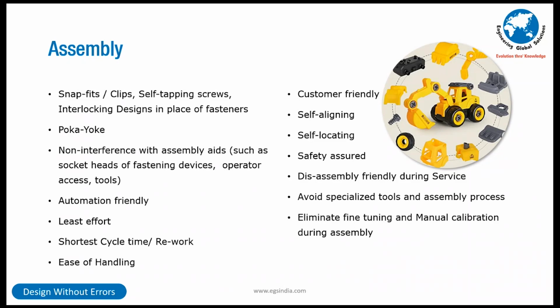Avoid specialized tools in the assembly process. Keep it simple and stupid. KISS. This is enforced across by the Japanese quite a bit. Keep it simple and stupid. It's called the KISS factor. We need to look at it and emphasize it. Then eliminate the fine tuning and manual calibration during assembly.